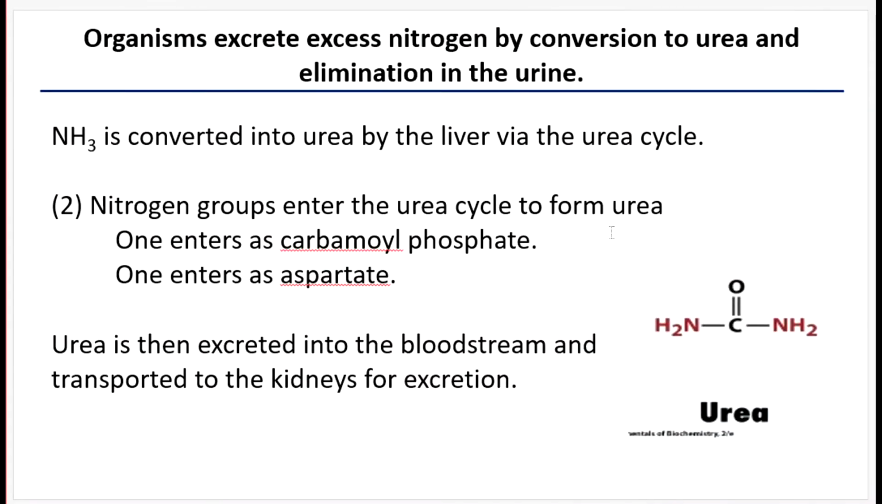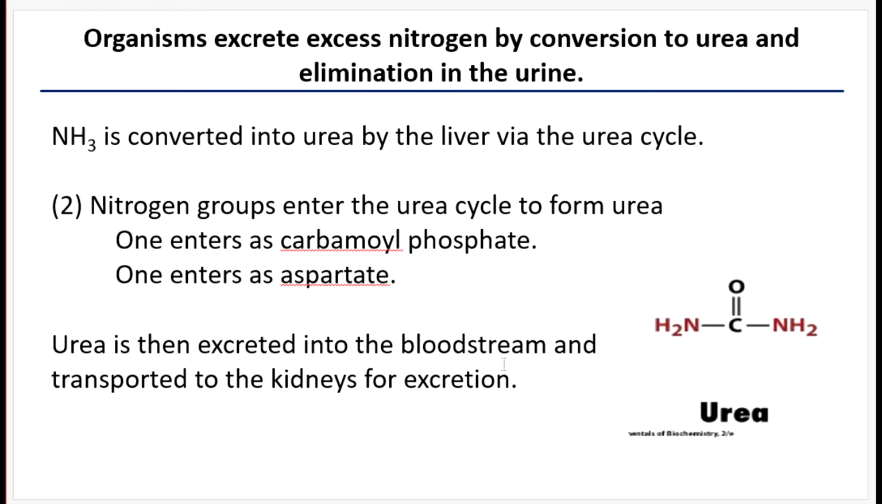Urea is still toxic, so we still need to get it out of the body before it can start to cause damage. But at least ammonia or nitrogen can travel through the body safely in the form of urea without causing damage. This happens in the liver. So before exporting ammonia, the liver will turn it into urea. 2 nitrogen groups have to enter the urea cycle in order to create 1 molecule of urea. One of those nitrogen groups enters as a molecule of carbamoyl phosphate, and I'll explain why in a moment, and the other enters as a molecule of aspartate. I'll explain that as well.